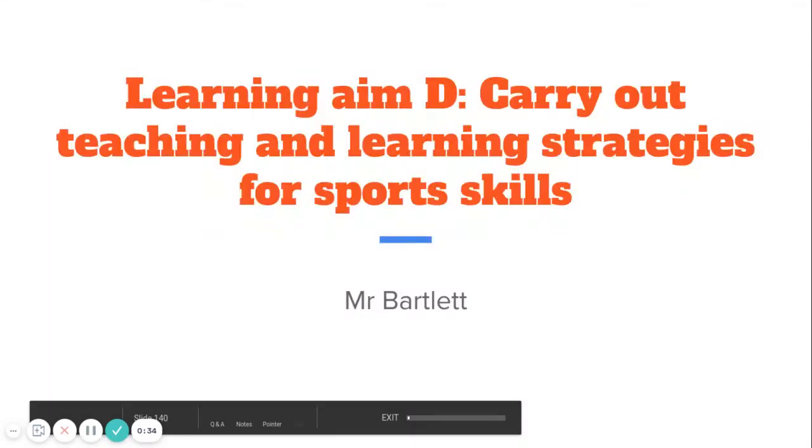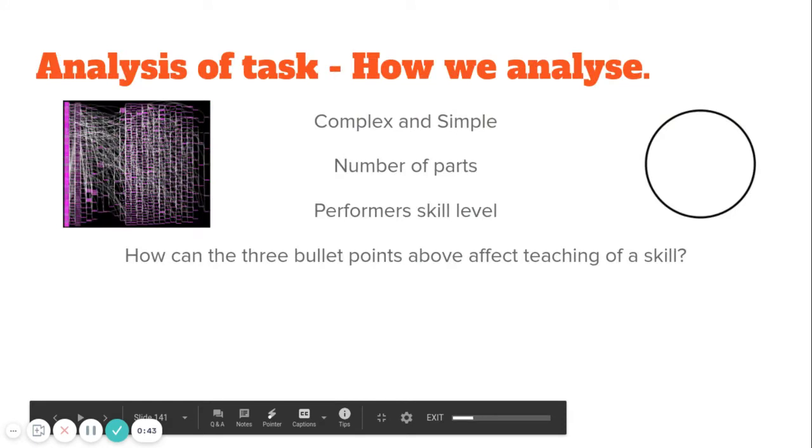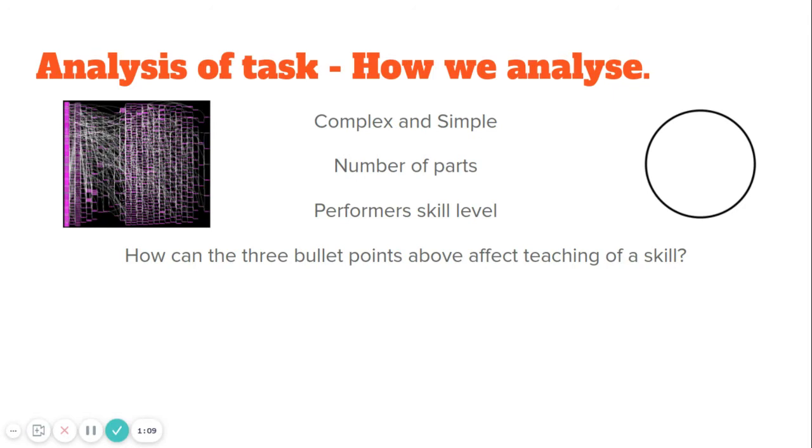So, as we know, we are now on Learning Aim D, carrying out teaching and learning strategies for sports skills. Teaching and learning can be affected by a number of different situations and strategies. All of these different types of learning and teaching theories will assist you in the way that you go about planning to teach your performers. Part of teaching and learning is knowing the best and most effective way of presenting your information to the people you're coaching. So we need to start to understand how we can present that information.